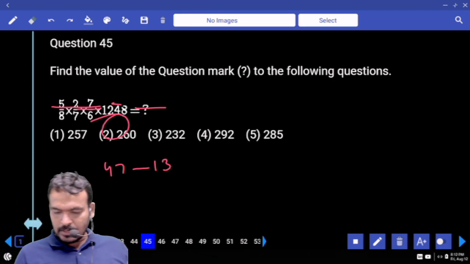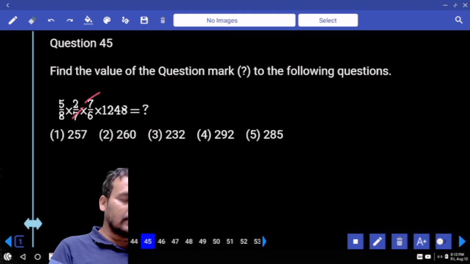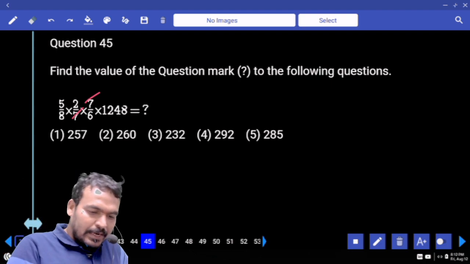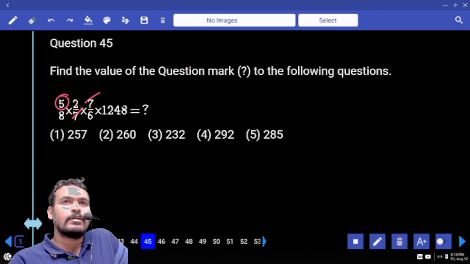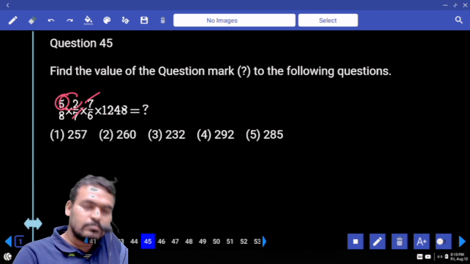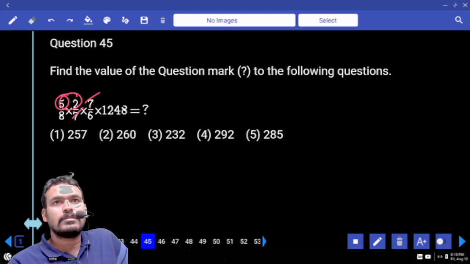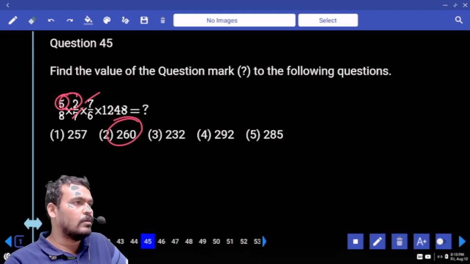Question number 45. Numerator 7, denominator 7 cancel. Okay. Numerator 5. Any cancellation in denominator 5? No. 5 into 2 ends with 0. The answer should end with 0. How many options? Only 1.